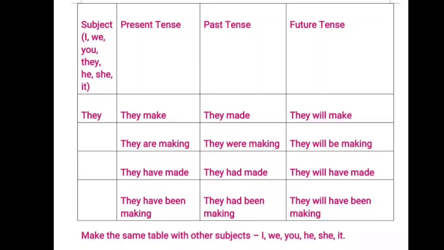Past continuous tense, they were making. Past perfect tense, they had made. Past perfect continuous tense, they had been making. Simple future tense, they will make. Future continuous tense, they will be making. Future perfect tense, they will have made. Future perfect continuous tense, they will have been making.